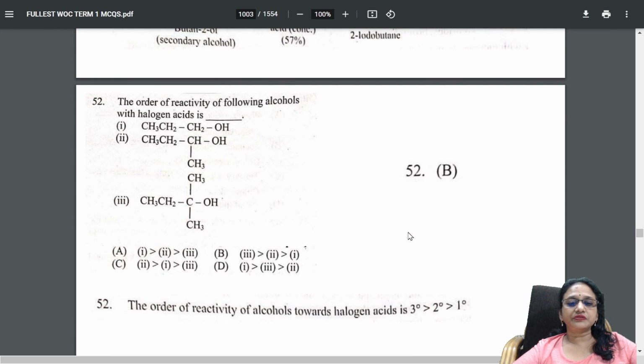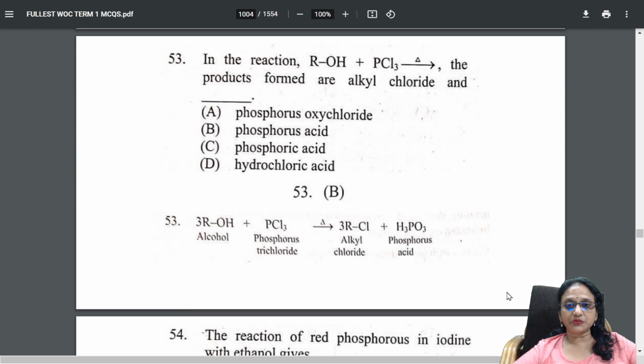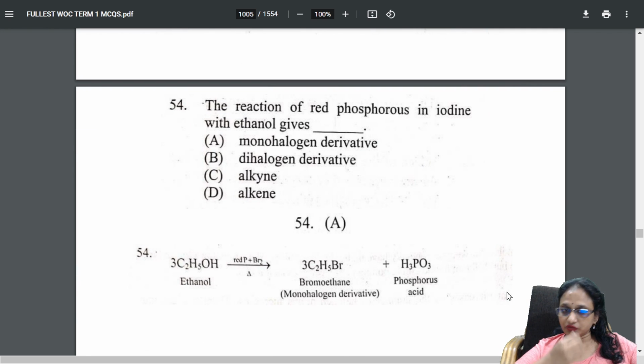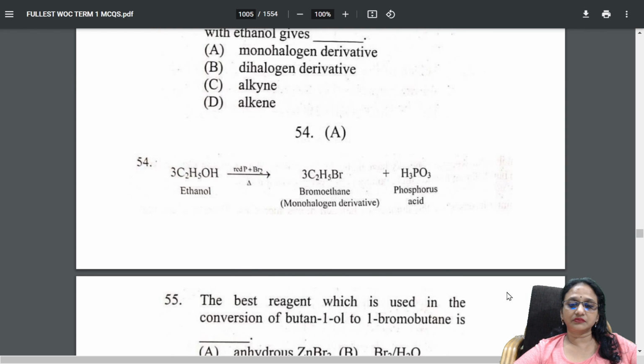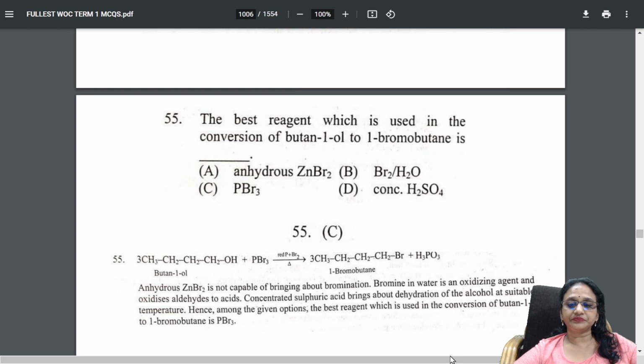Reactivity order of alcohols with halogen acids. Orders are very important, and these are the chemical reactions which have started. Red phosphorus. The best reagent used in the conversion of butan-1-ol to 1-bromobutane. Best reagent, because they want you to prepare 1-bromobutane. I'm taking red phosphorus and PBr3.